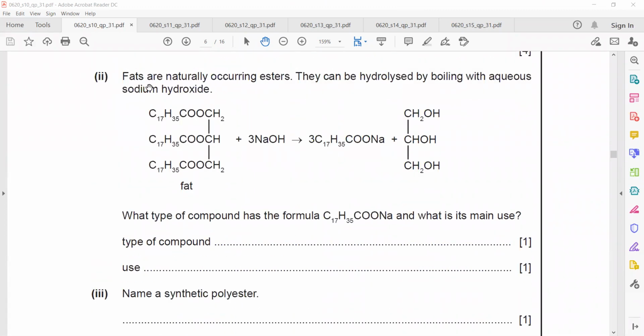Okay. Fats are naturally occurring esters, natural condensation polymers. They can be hydrolyzed by boiling with sodium hydroxide. When we hydrolyze fat, it will produce glycerol and fatty acid. The fatty acid reacts with sodium hydroxide, which will produce a compound we call soap.